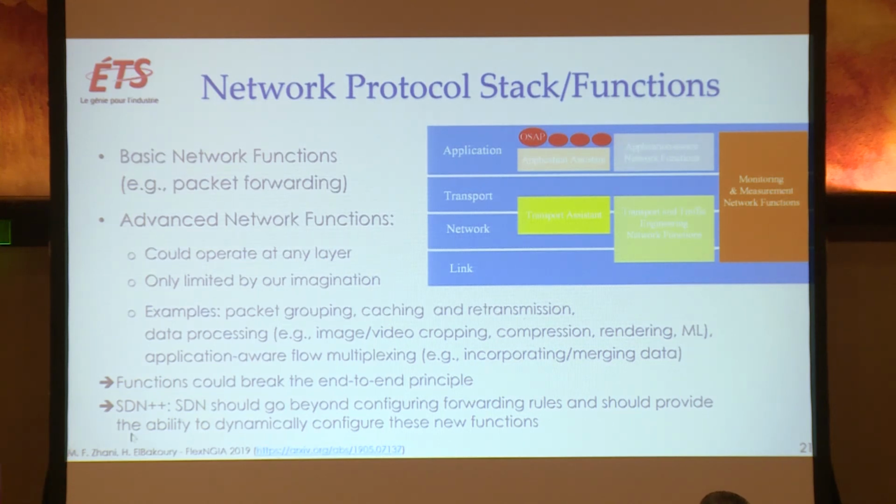So we probably need to extend SDN also. Today's SDN focuses mainly on configuring the forwarding rules, for example, through OpenFlow. But if we imagine network functions that can operate at different levels, we need APIs to control those functions, of course. This is what I call here SDN++, and the idea is to go beyond configuring forwarding rules to configuring more types of network functions.